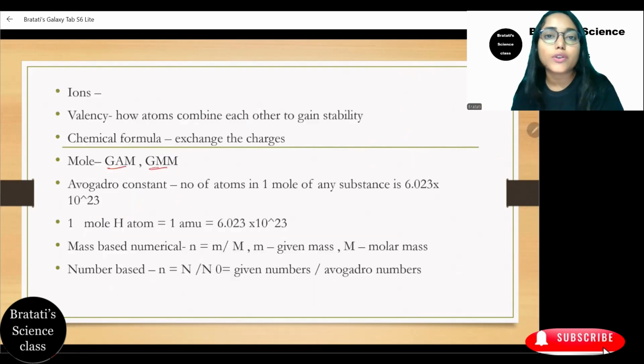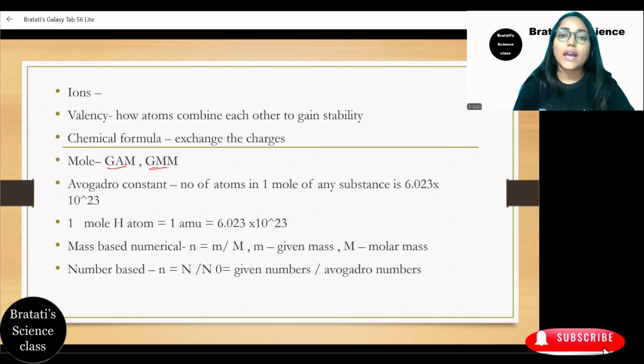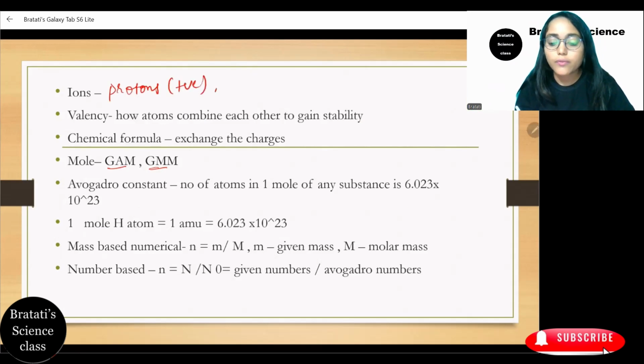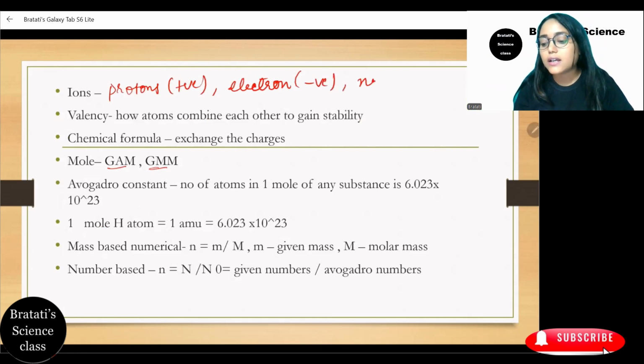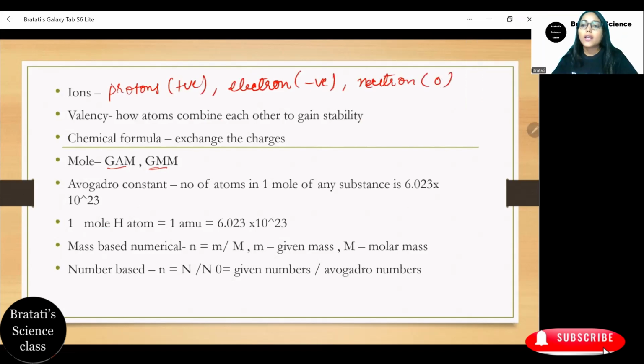Okay, so now ions. John Dalton said that atoms are the smallest particle and cannot be broken further. Actually, we know that in an atom we have three different types of particles. We have the protons, which have a positive charge. We have the electrons, which have a negative charge, and the neutrons, which have zero charge, that is no charge, null.